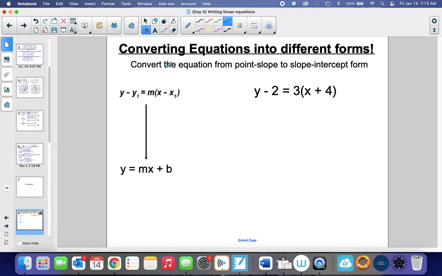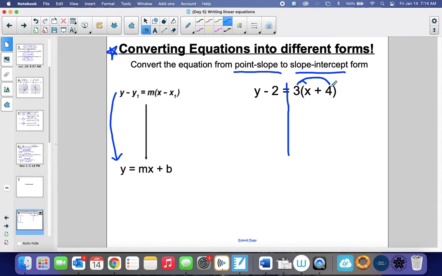All right, so this is the new thing for today. This is the back side of that paper. So we've got y minus 2 equals this. We are trying to convert it from point slope to slope-intercept form. So we're going from this form to this form. I'm going to draw my line and solve for y.